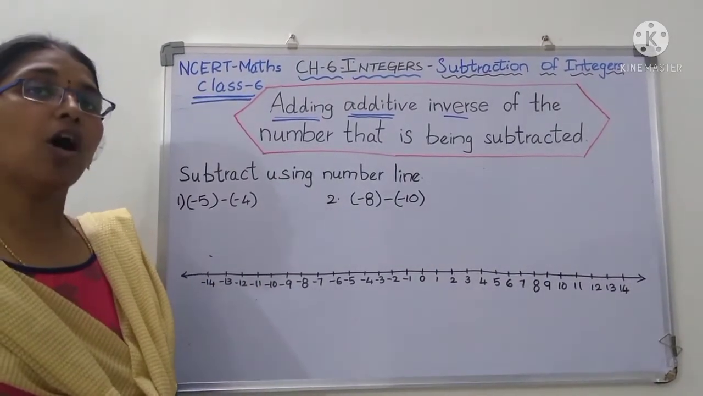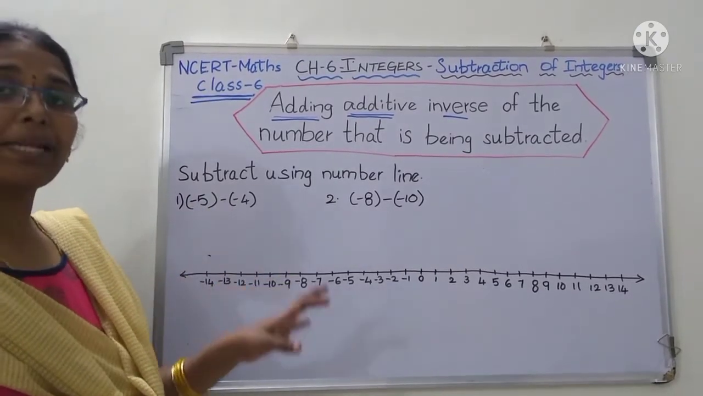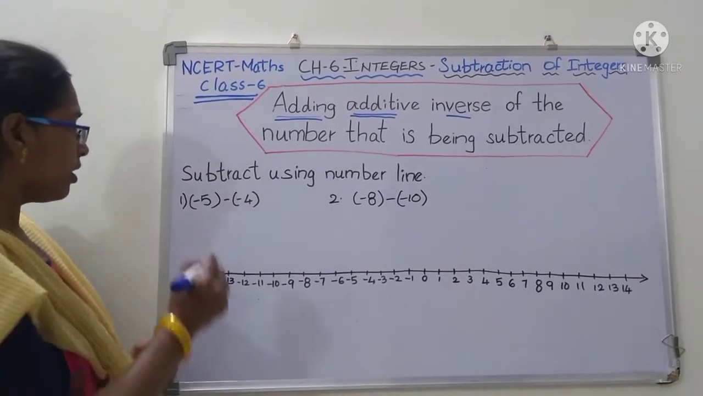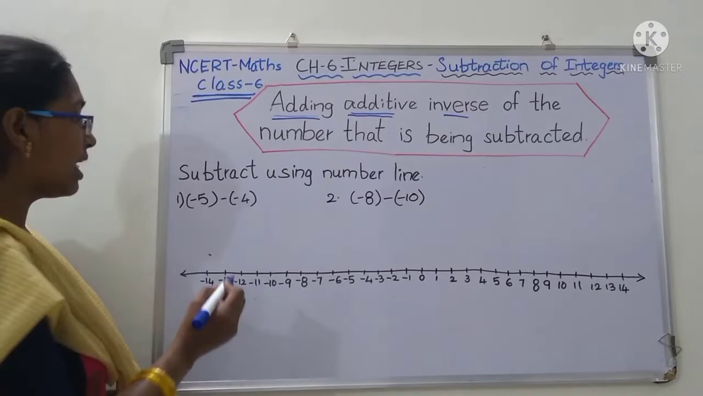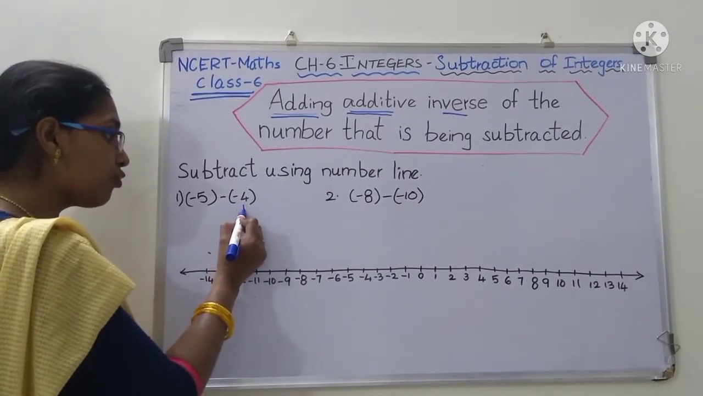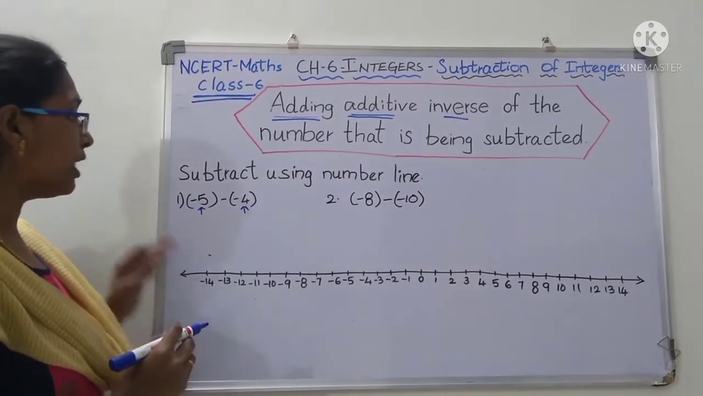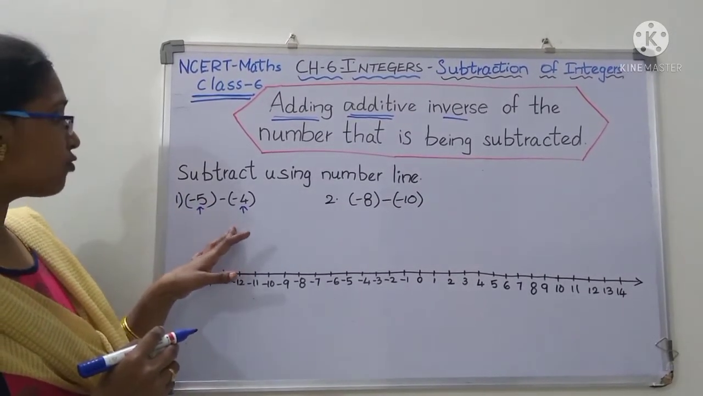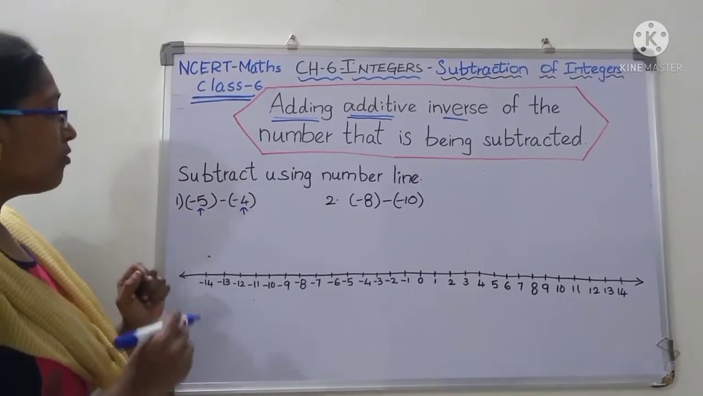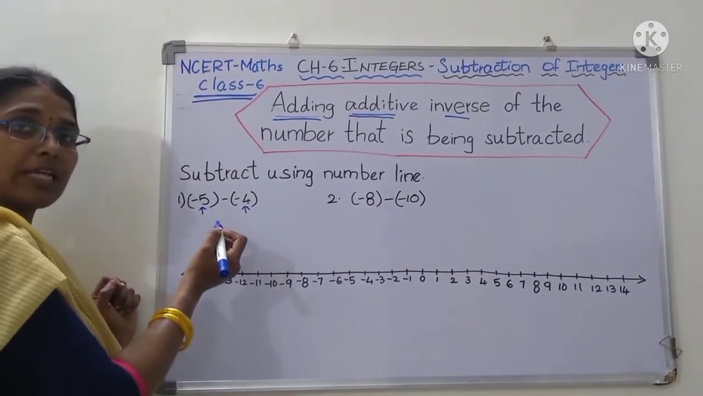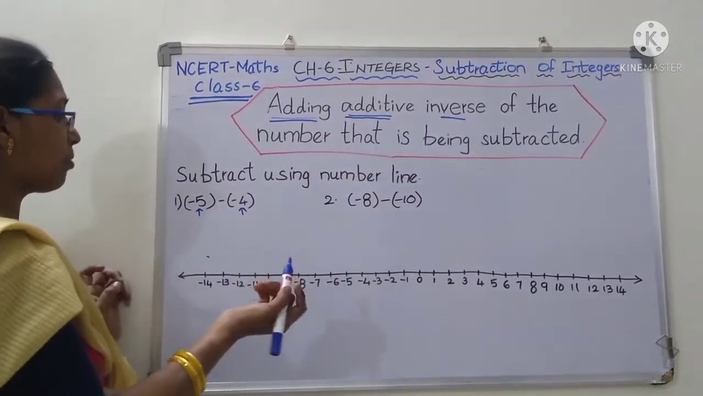Children, we all know how to add numbers on a number line. Now let's see how to subtract numbers using a number line. The question is minus 4 minus of minus 5. That means we should subtract minus 5 from minus 4. What do you do here? Now we will solve this problem using a number line. We all know, children, subtraction is nothing but adding the additive inverse of the number that is being subtracted.